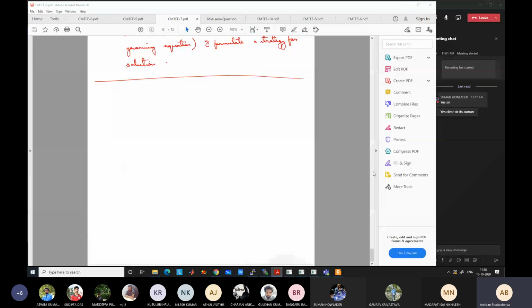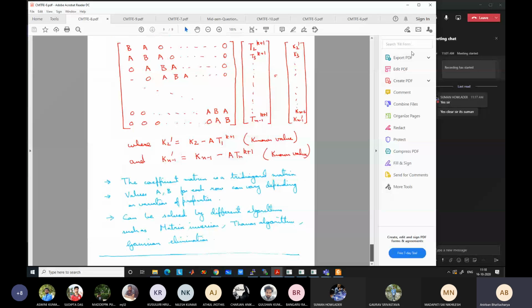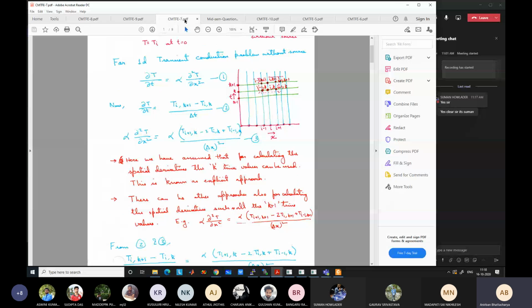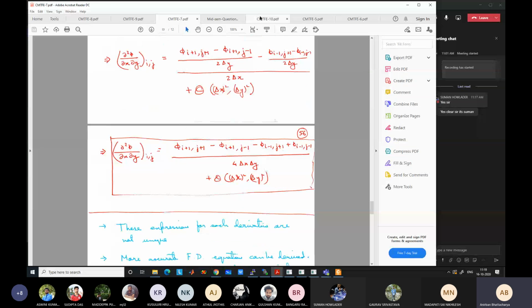Mixed derivative term. Okay, like this we get derived. So the final one was a problem where you have to consider a 1D bar, a thin bar of length 4.4 meter, cross sectional area 1 centimeter, thermal conductivity 100 watt per meter Kelvin.